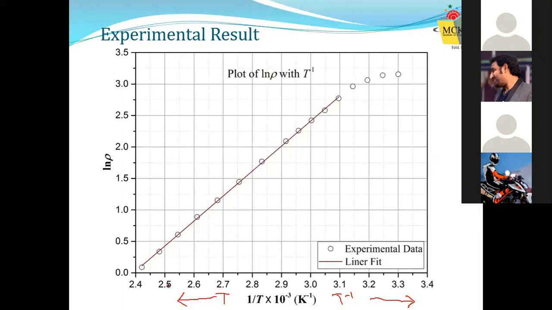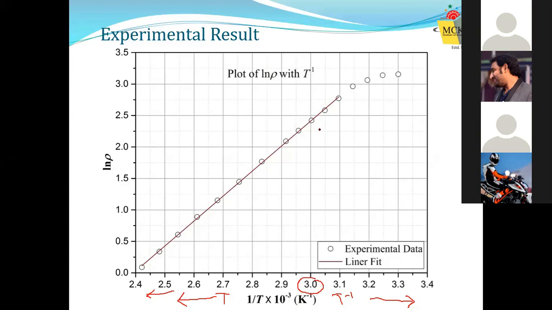And you can see that as temperature is increasing in this direction, ln rho, that is the resistivity, is decreasing along with increase of temperature, if you follow the line. So when temperature is increasing from right to left, the resistivity is also decreasing, as it was expected for a semiconductor. So more or less around 3, you can see this is 3 into 10 to the power of minus 3. So this is the point of 60 degrees Celsius.